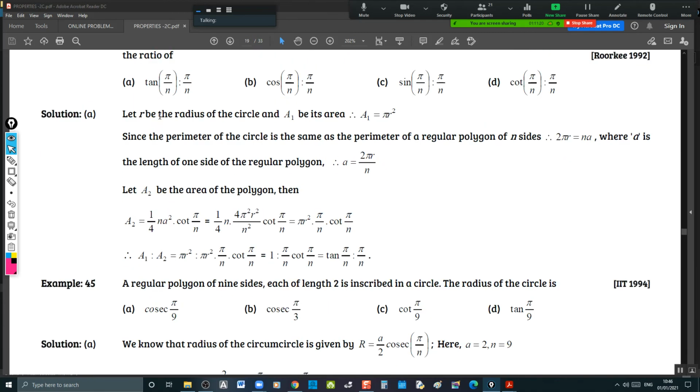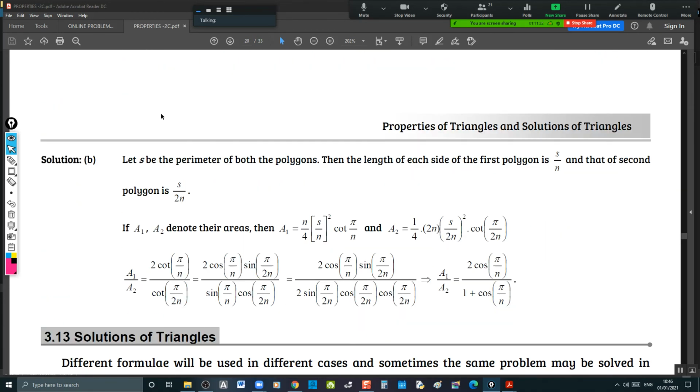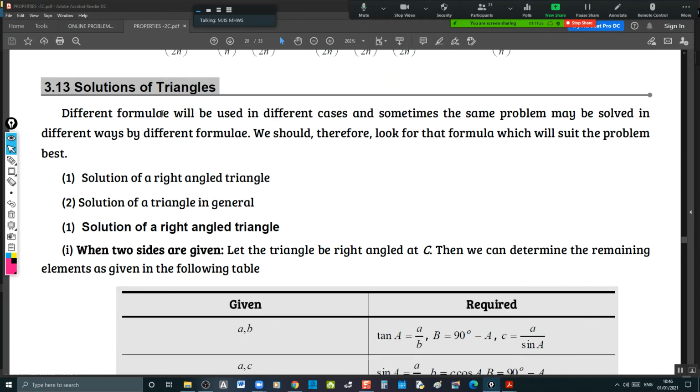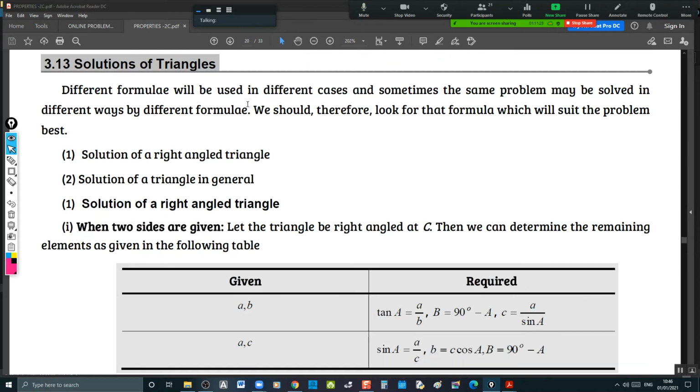Now, this is an important part. Even in the Advanced, they don't give it as properties of triangles, but mention it as solutions of triangles. Why solutions? When some data is given with regards to the triangle, whether it is possible to find out the rest of the data or not is the solution.